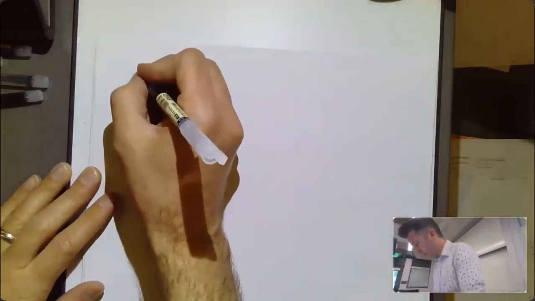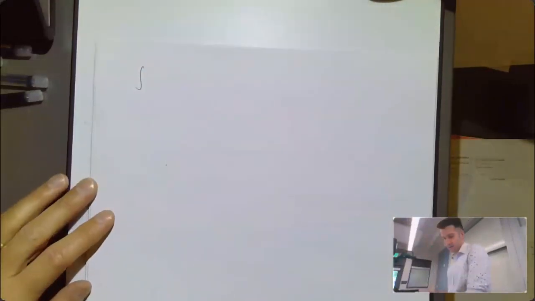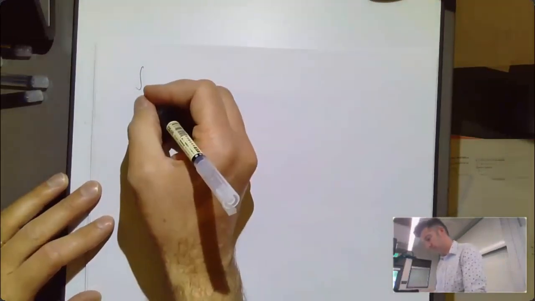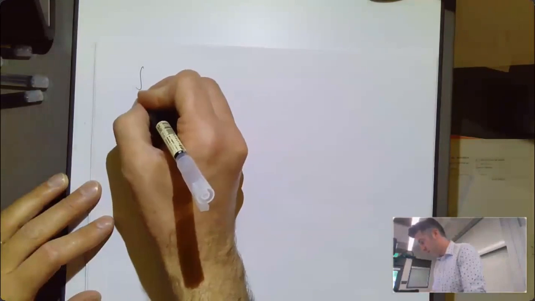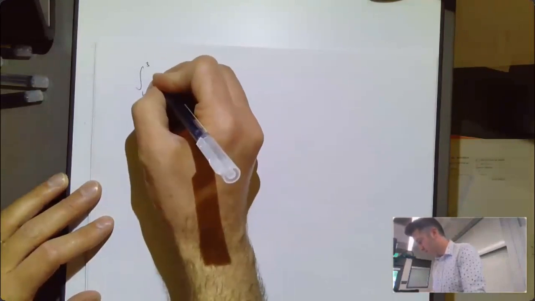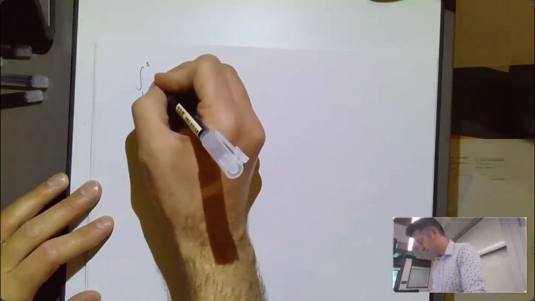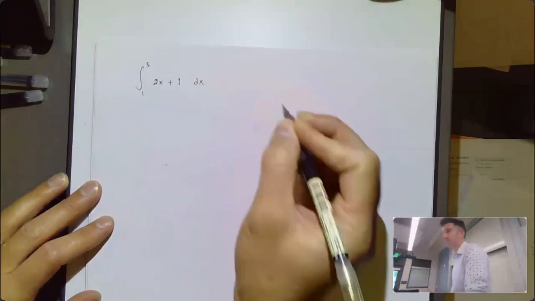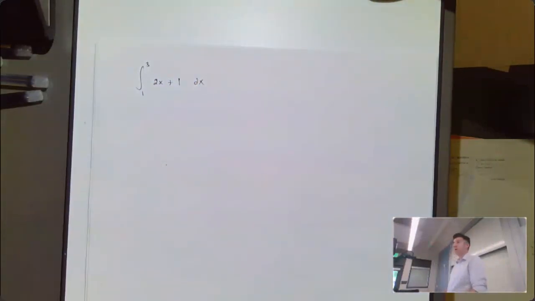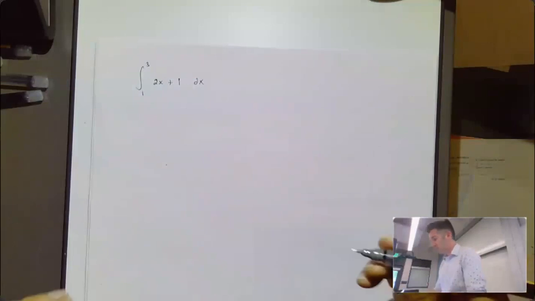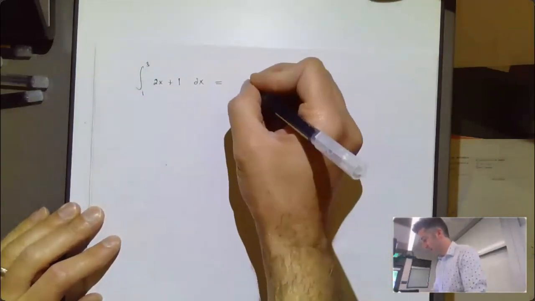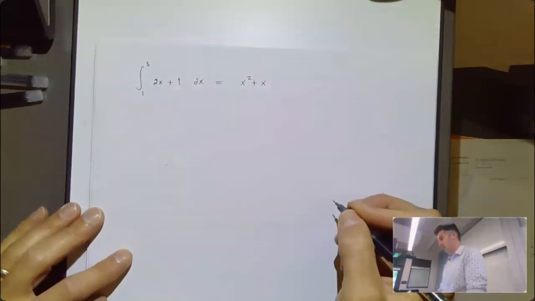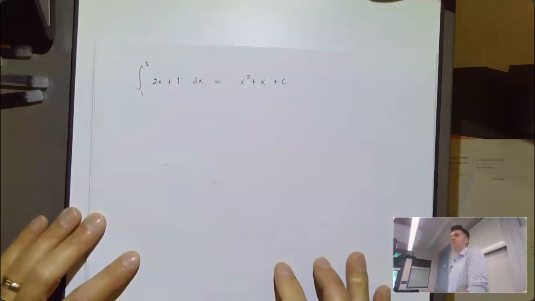So let's say I wanted to find the definite integral from, let's see, I'm trying to not be too crazy here, from 1 to 3 of 2x plus 1 dx. So you could throw in a plus c. But here's what happens if you do. If I anti-differentiate 2x plus 1, it's going to be x squared plus x. And let's say I wanted to throw in a plus c just for the fun of it.